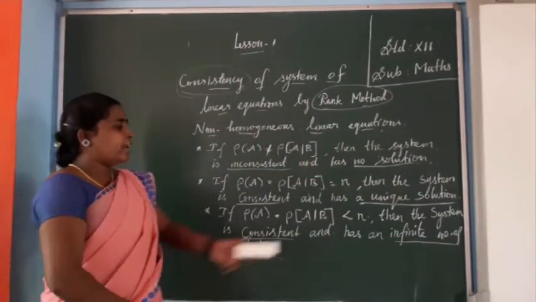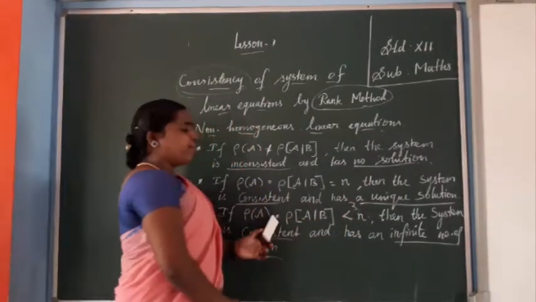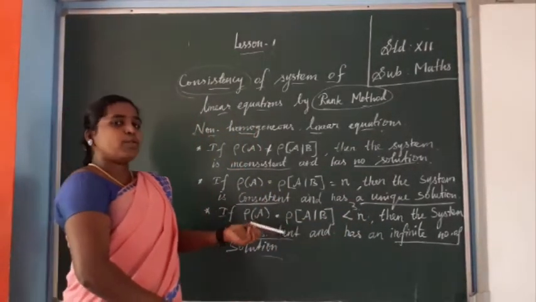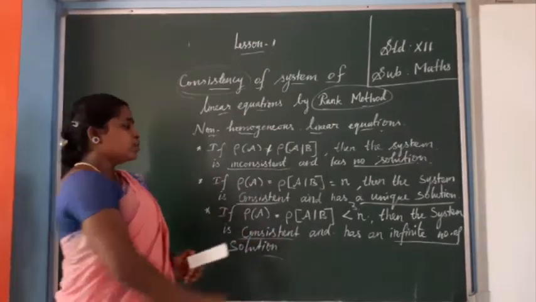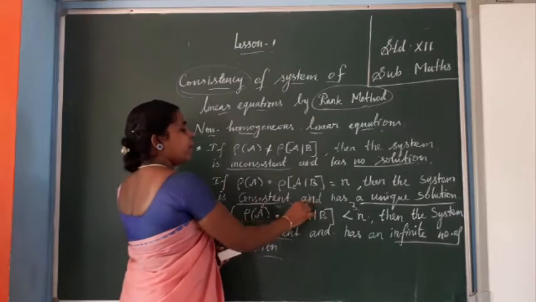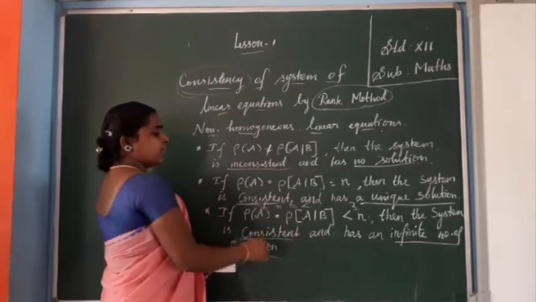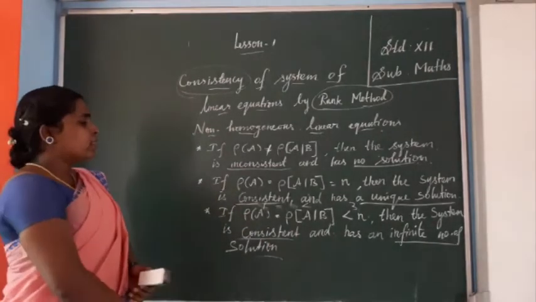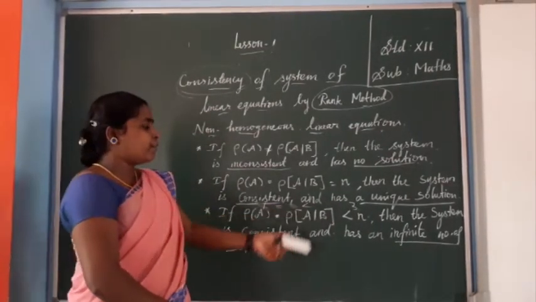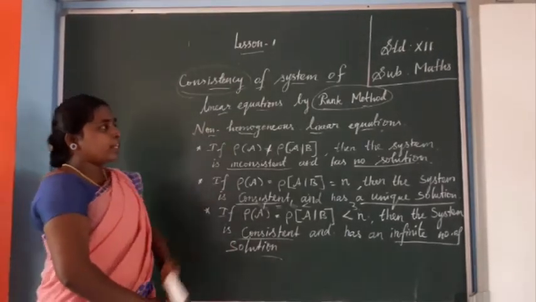Here less than n means, suppose n is 3, rank of A and rank of AB may be 2 or 1, less than 3. So rank of A and rank of AB are both 2, equal but less than 3. So this is consistent and has an infinite number of solutions. If you know these three conditions, it is easy for you.